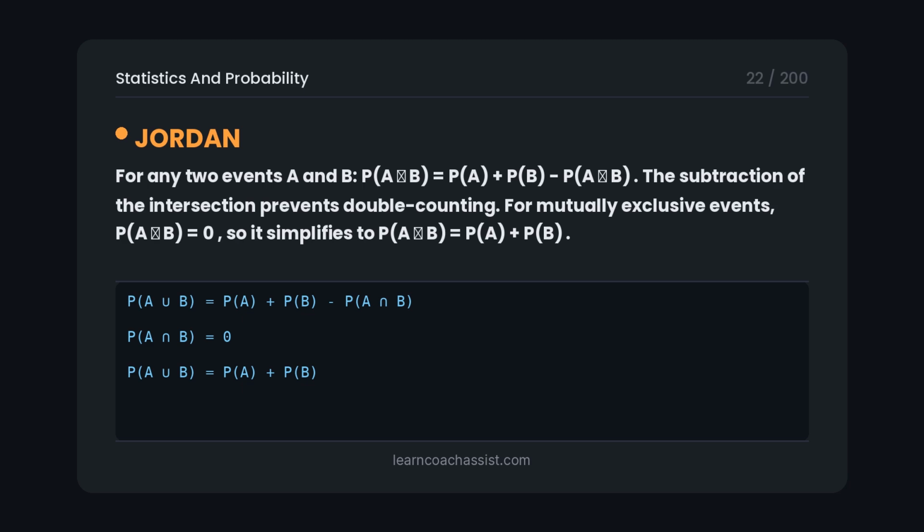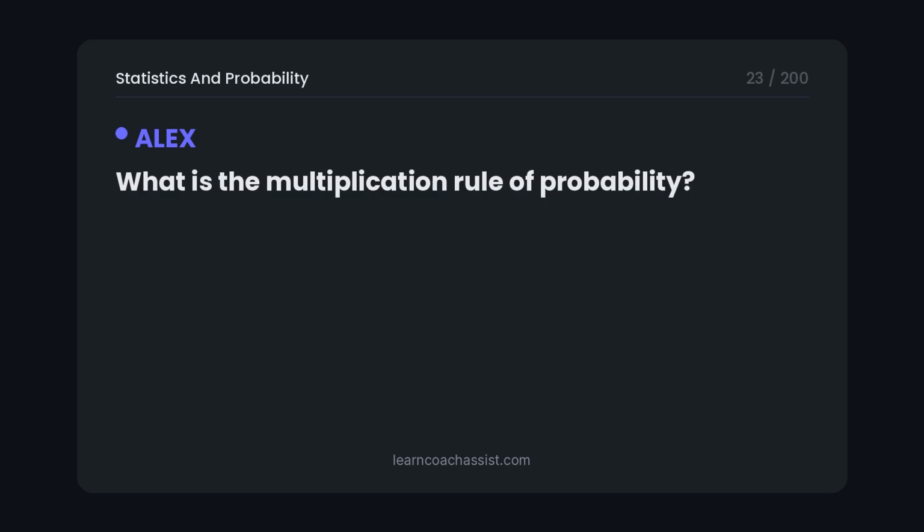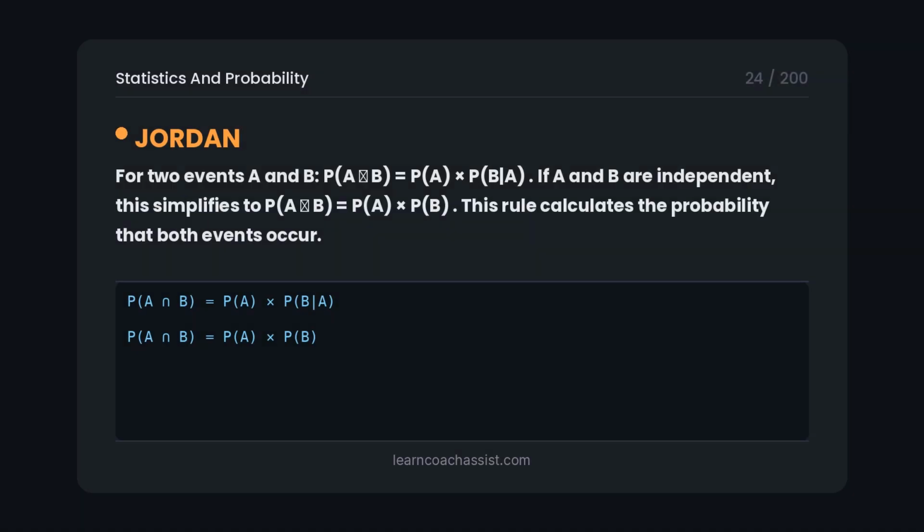What is the multiplication rule of probability? For two events A and B, P(A ∩ B) = P(A) × P(B|A). If A and B are independent, this simplifies to P(A ∩ B) = P(A) × P(B). This rule calculates the probability that both events occur.